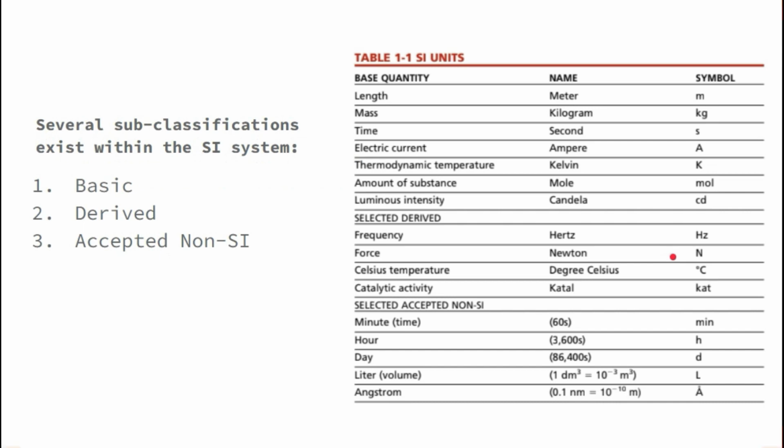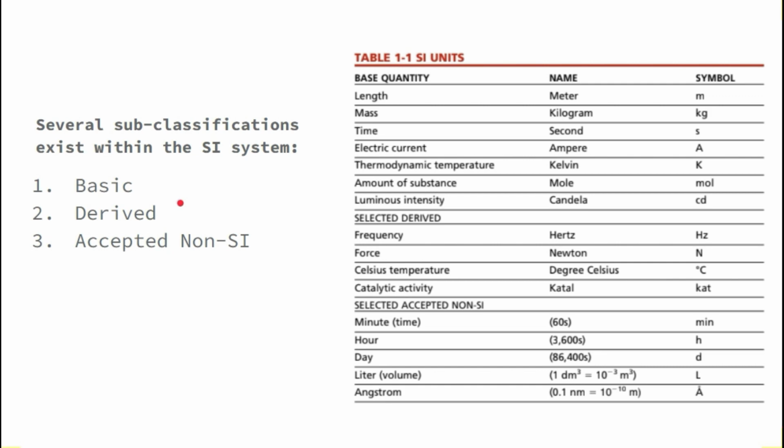So as mentioned, our SI system has several subclassifications. The first one is basic, which is the first 7: length, mass, time, electric current, temperature, amount of substance, and luminous intensity. Again, these are the base quantities or basic units.